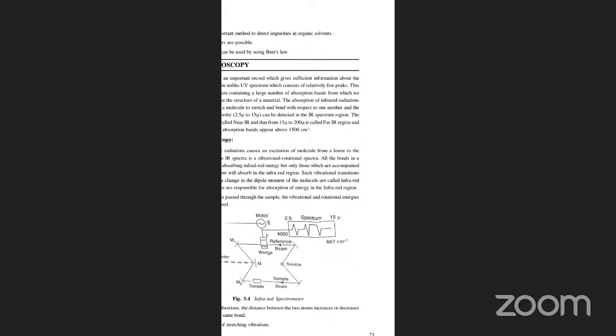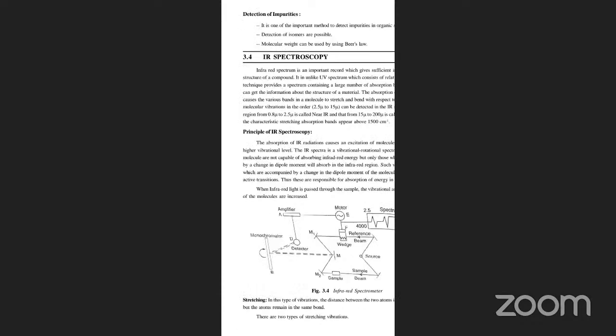When infrared light is passed through the sample, the vibrational-rotational energies of the sample are absorbed. The components are the source, sample beam and reference beam, detector, motor, amplifier, and spectrum, and the wavelength region is 4000 to 667 per centimeter.